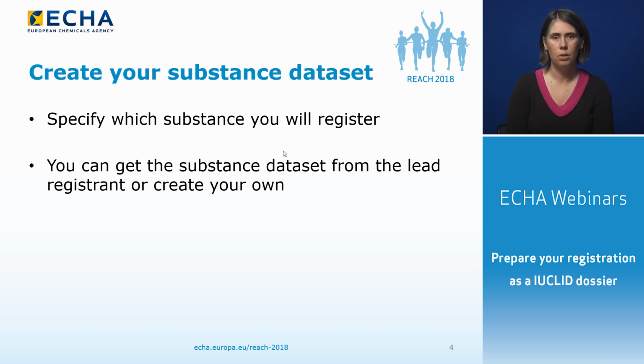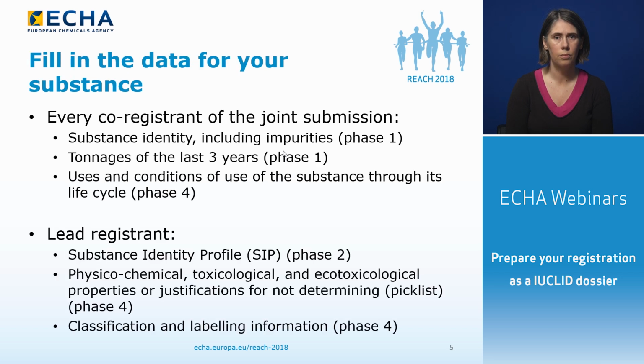Once you have installed Euclid, you can start using it and create a substance dataset for your substance, where you specify which substance the registration dossier will be for. You can ask for the substance dataset from the lead registrant, but you can also create your own. Once you have created your substance dataset, you can fill in the data you have gathered throughout the different phases.